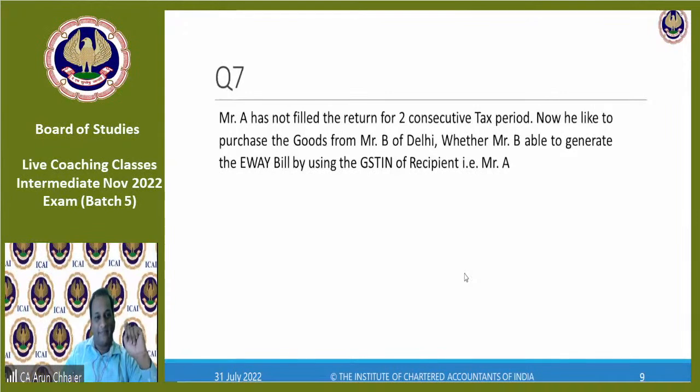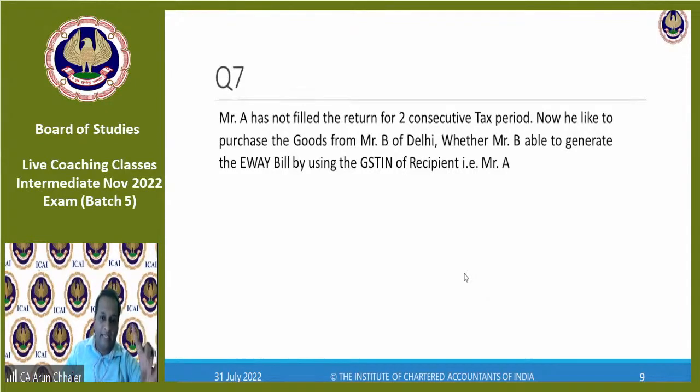Absolutely correct. It is an inward transaction for Mr. A. Is it outward supply for Mr. A or inward supply of Mr. A? The answer is inward supply. Who is the defaulter? B or A? A is the defaulter, and this transaction is inward. For inward, there is no problem. The e-way bill can be generated. The only problem is for outward supply: a defaulter cannot generate the e-way bill.